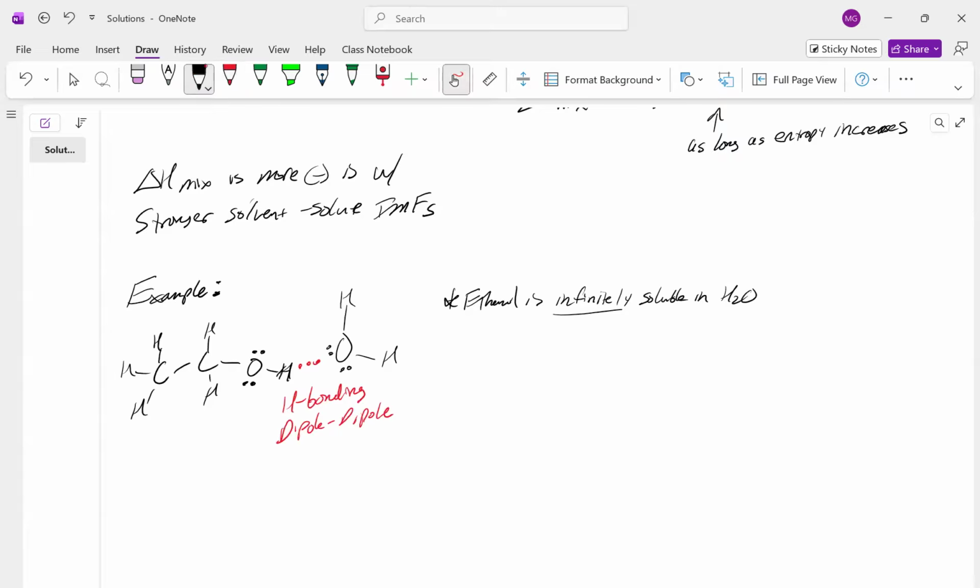And when two liquids mix together, they are said to be miscible. That's a term you should memorize. It just means that two liquids mix. If they don't mix, we call them immiscible.